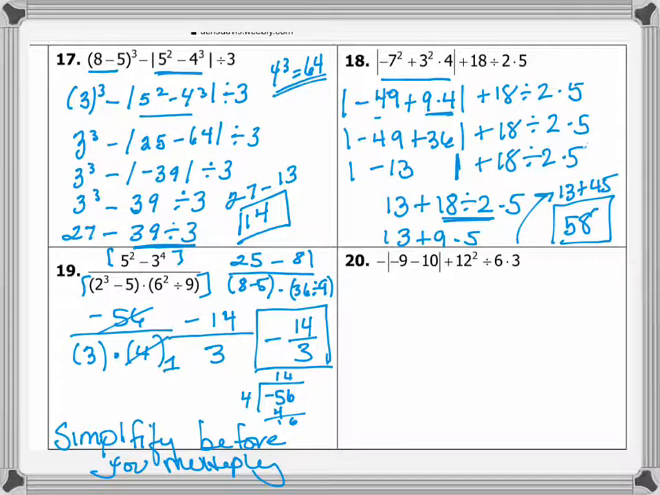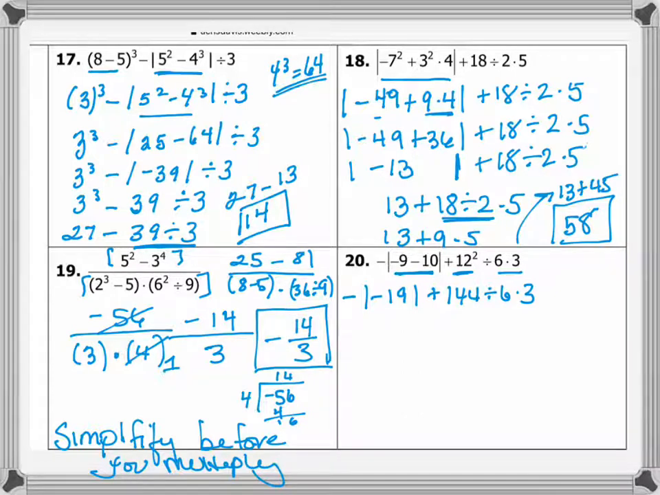Okay, let's look at number 20. A lot going on here. First, let's do what's inside the absolute value. So we have negative absolute value, negative 9 minus 10, which would be negative 19, plus, and we can go ahead and do this at the same time because it's not affecting anything. It's just going to be this little guy. 12 squared is 144, divided by 6 times 3. Now remember, don't do 6 times 3 first. Okay, you got to do the division in order of left to right.